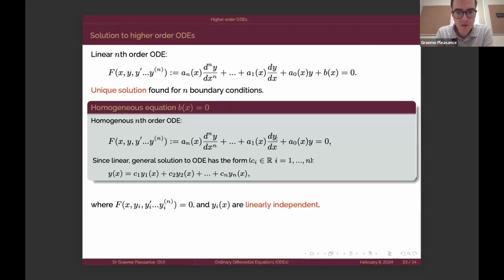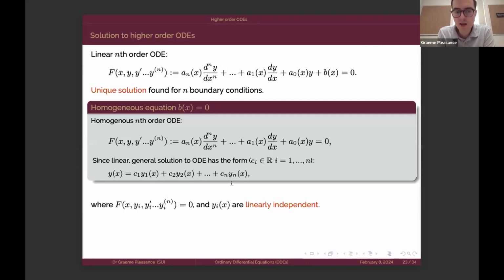And if we assume this equation to be linear, which is the definition of an nth order linear ODE, then the general solution to this ODE has this corresponding form. Basically, what linearity implies is that if y1 is a solution and y2 is a solution, then a linear combination of these two functions is also a solution to the ODE. This is an important part of linearity.